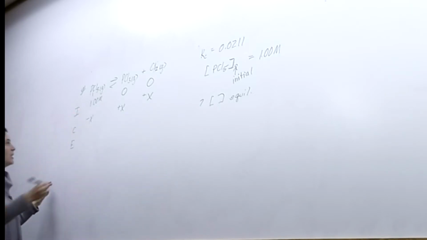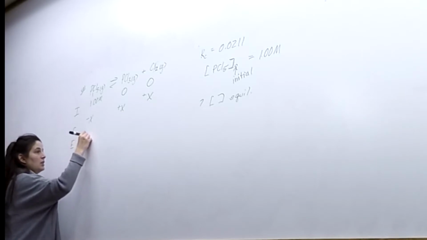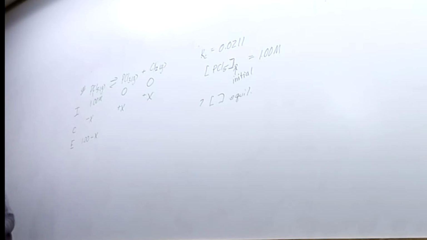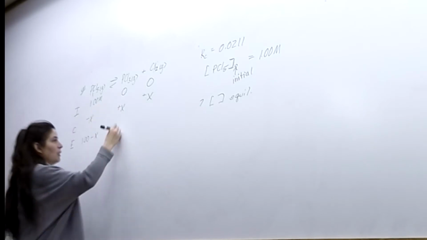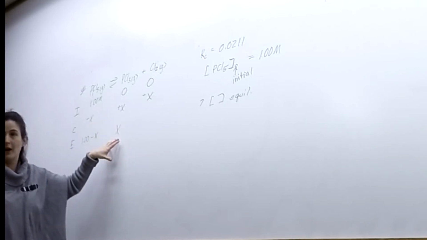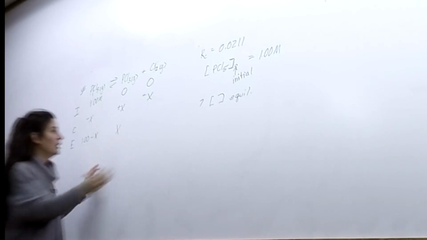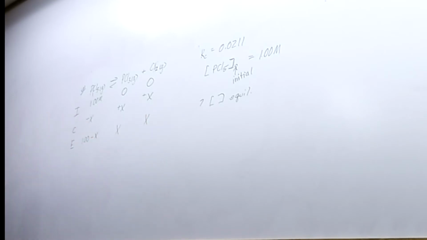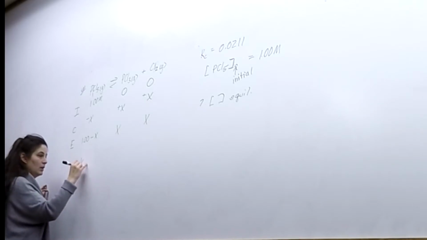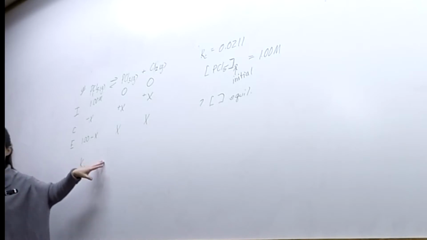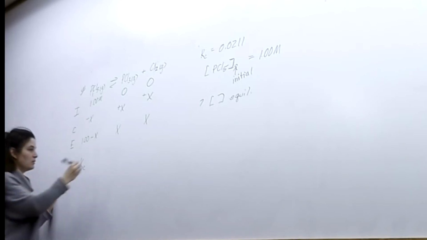Now, at equilibrium, the equilibrium concentration of our reactant is going to be 1 minus X, right? Because that's this plus this. This plus this is 0 plus X. So our concentration change is going to give us our equilibrium concentration here and also here. So these are X.